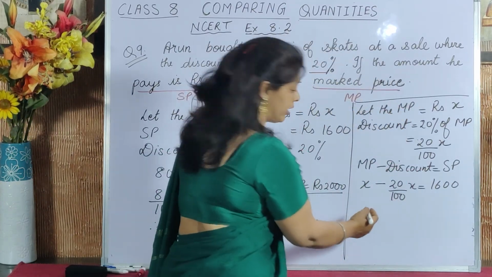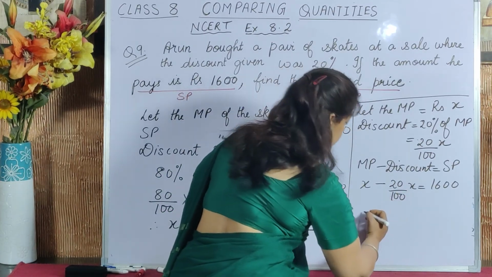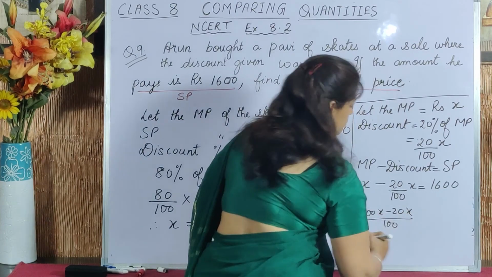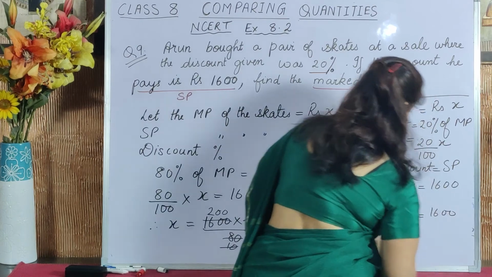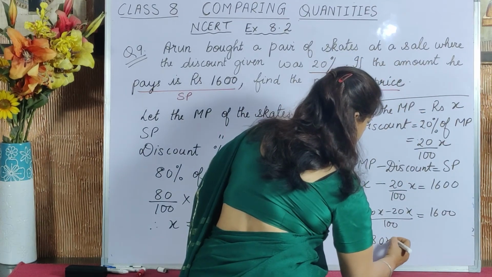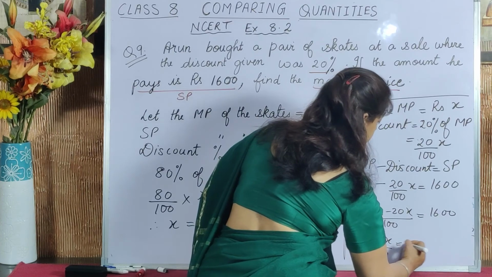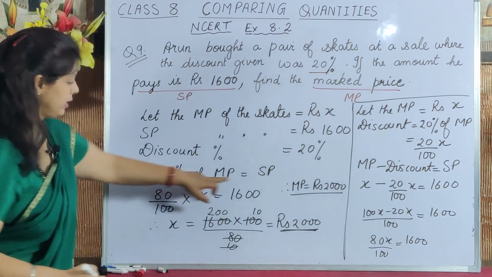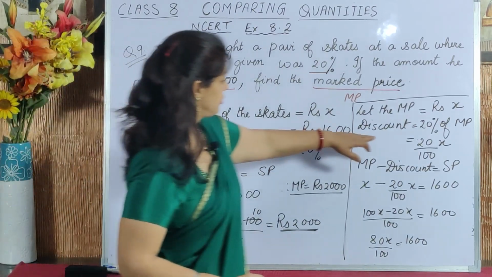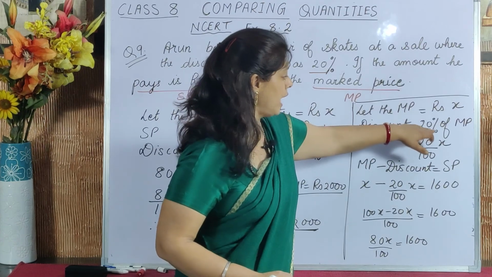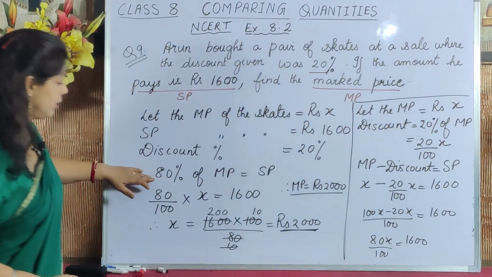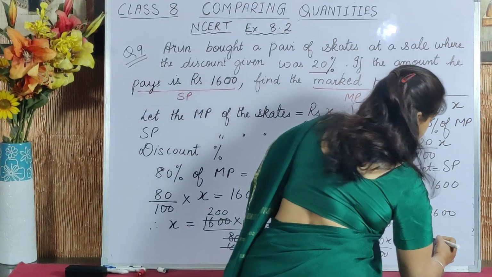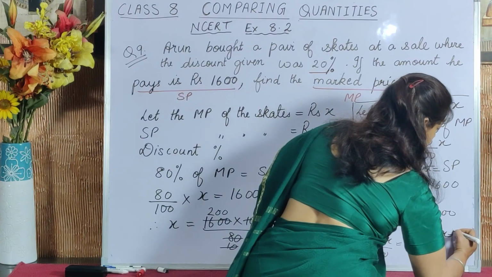Now you take the LCM over here. So you get 100X minus 20X upon 100, which is equal to 1600. Therefore 80X upon 100 is equal to 1600. So this is the same step which we have taken here. Here we started with the discount, taking the discount as a percent of marked price, and here we are taking the sale price as a percent of marked price. So if you solve again, you get the value of X as rupees 2000. X will be 2000.